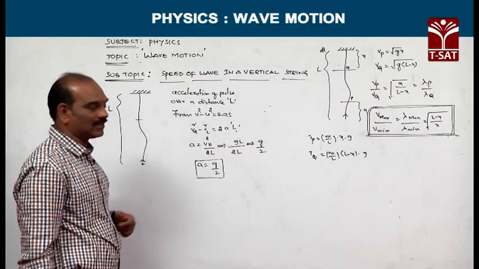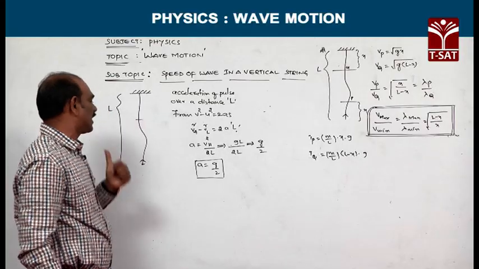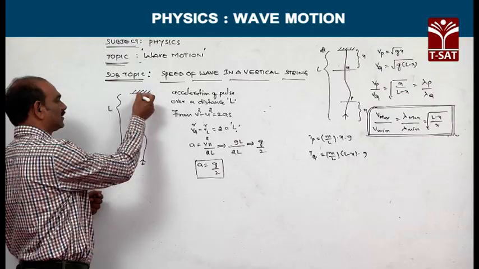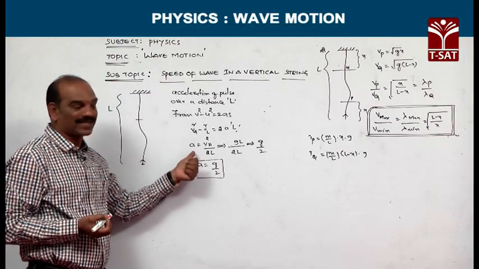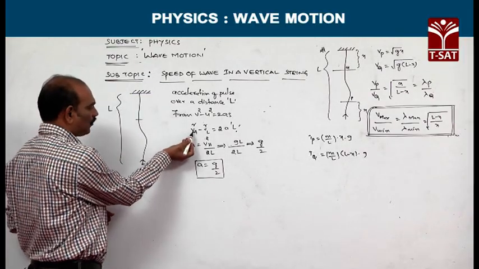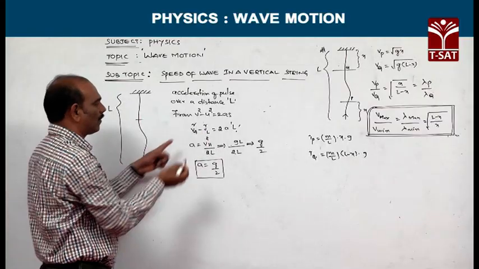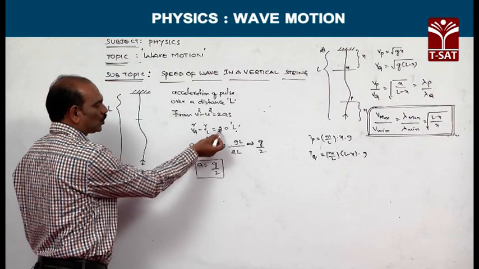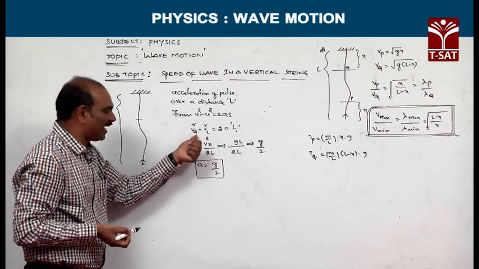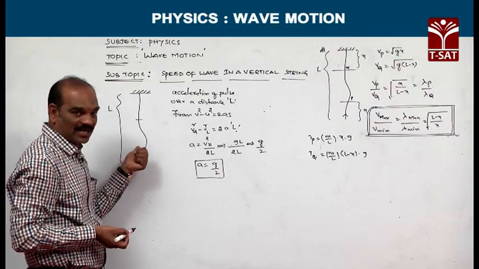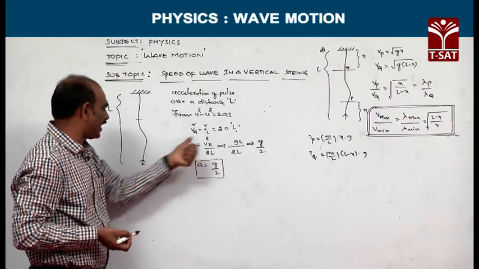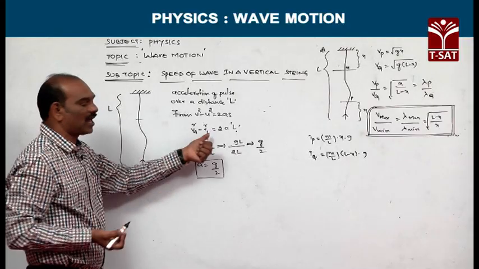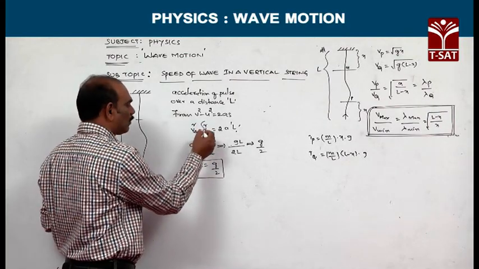Now, we want to calculate the acceleration of the pulse over a distance L. Suppose the pulse is propagating from the lower end to the upper end through a length of L. Now, we want to find out the acceleration. Using the formula v square minus u square equals 2as, we get Vh square minus Vl square equals 2aL. That means Vh is the speed of the transverse pulse at the highest point, Vl at the lowest point. We know that over here tension is equal to 0, so speed is also 0. So this value becomes 0.